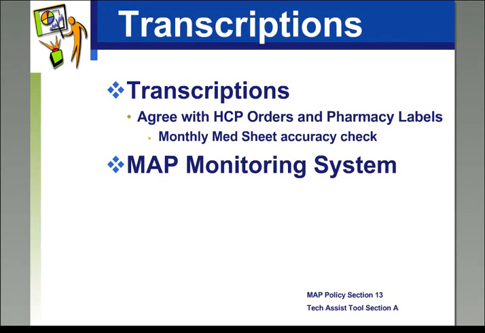On a monthly basis, HCP orders, pharmacy labels, and med sheets must be checked by 2 staff, ideally at the same time. Each staff should initial or sign the med sheets reviewed. These comparisons represent the required monthly med sheet accuracy check necessary before the start of a new month. If I were reviewing the med system in your program, I would compare the HCP order and med sheet and ask you to read the information on the pharmacy label out loud.